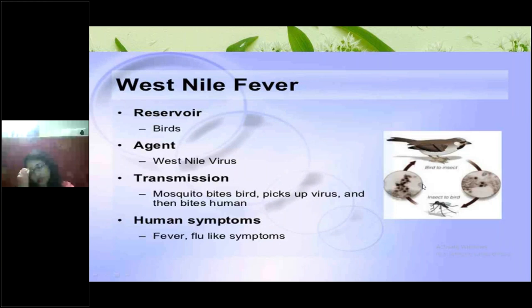And then there is West Nile fever, with birds as the reservoir. The West Nile virus is transmitted through mosquito bites: the mosquito picks up the virus from the bird and then transmits it to human beings. So then this cycle may continue. Humans have fever and flu-like symptoms in West Nile fever.